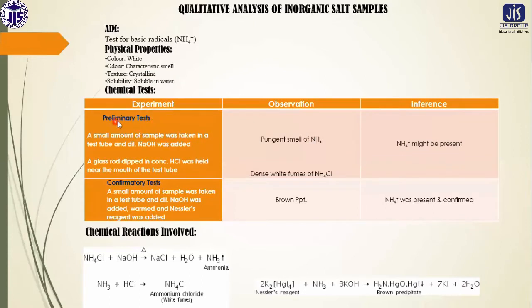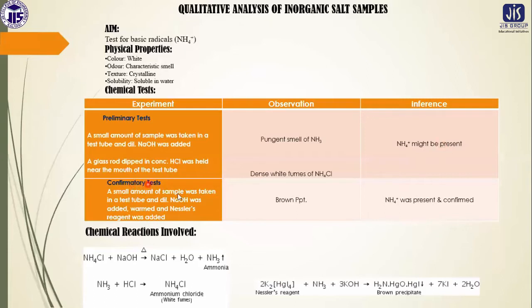First of all, in the experiment, for the preliminary test, we take a small amount of sample in a test tube and add dilute NaOH. What happened? A pungent smell is coming, as you already saw. And after that, if you dip a glass rod in concentrated HCl and keep it near the mouth of the test tube, what happened? Dense white fumes come, that is ammonium chloride. So in the inference part you can write down: ammonium NH4 plus might be present. You cannot confirm it.